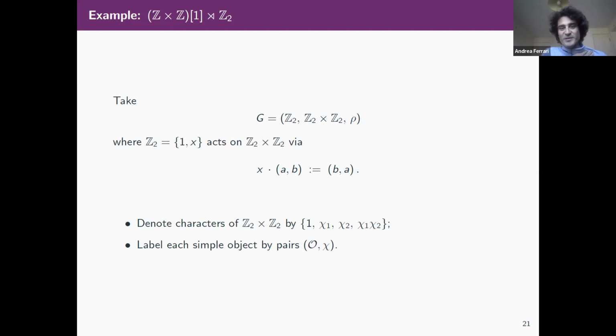This is all a little bit too abstract, so let us look perhaps at an example. We take the group G, which has a zero-form part Z2, a one-form part Z2 cross Z2, and the homomorphism rho, where the element X in Z2 exchanges the two copies of Z2. Now the characters for Z2 times Z2 are the elements in the Pontryagin dual, which is isomorphic to the group itself. We will denote them by 1, chi1, chi2, and chi1 chi2. And we label each simple object by pairs of an orbit in Z2 and a character chi.